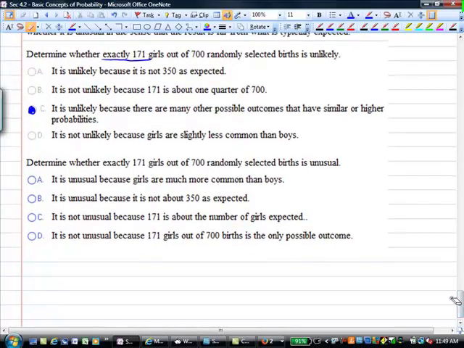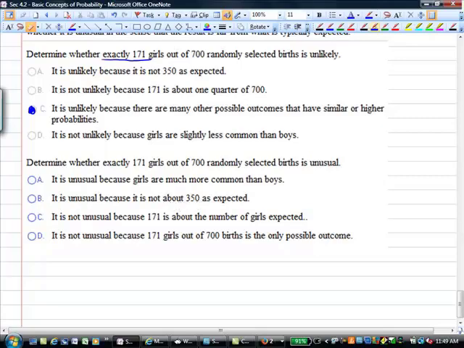The second part of this question says, determine whether exactly 171 girls out of 700 randomly selected births is unusual. And yes, it is unusual, but not because girls are more common than boys. Actually, there's slightly more than 50% chance of having a boy. Did y'all know that? I think it's 0.55% of the births are boys. But baby girls are stronger at birth, so they're more likely to survive. So the species needs more male births in order to have about 50% of the males survive and 50% of the females. It is unusual because it is not about 350 as expected.